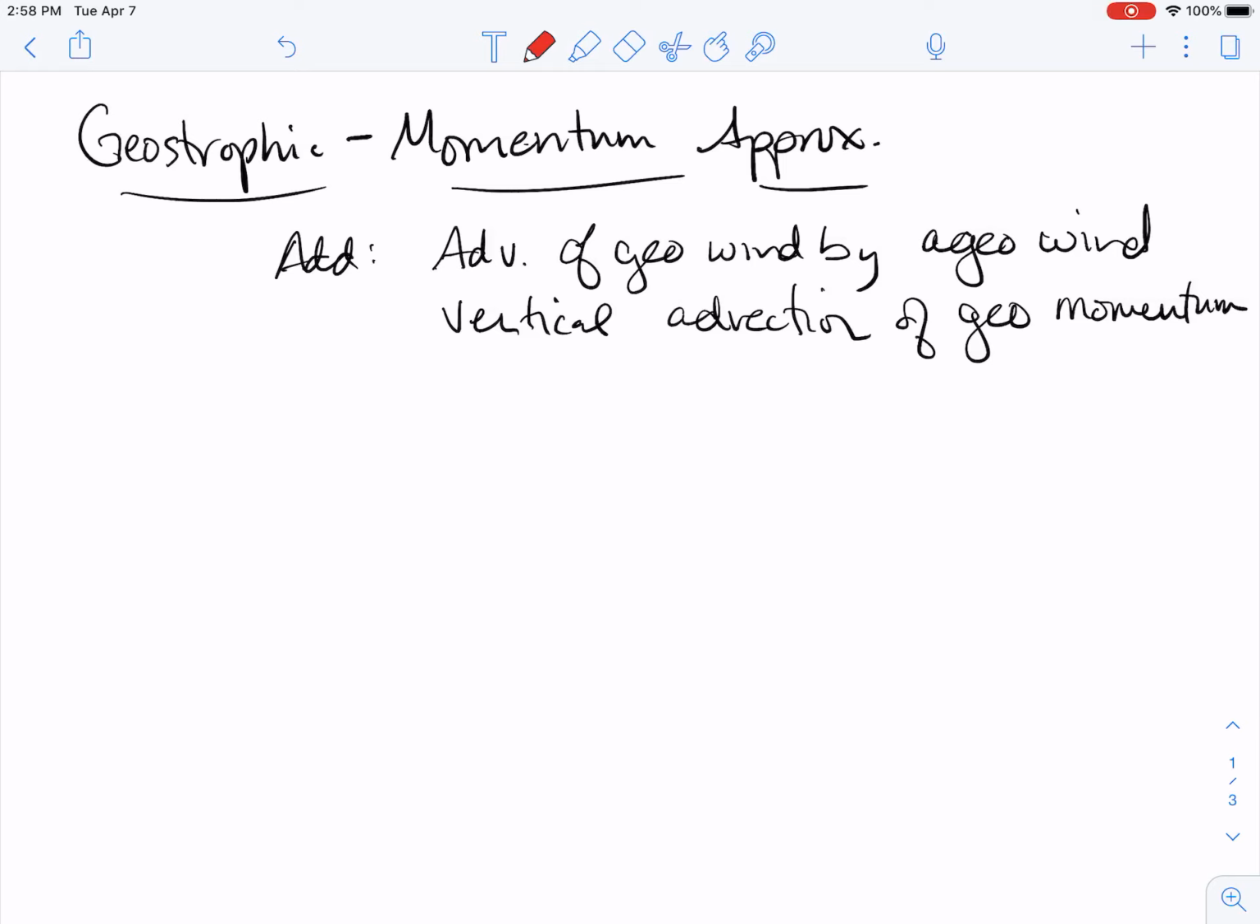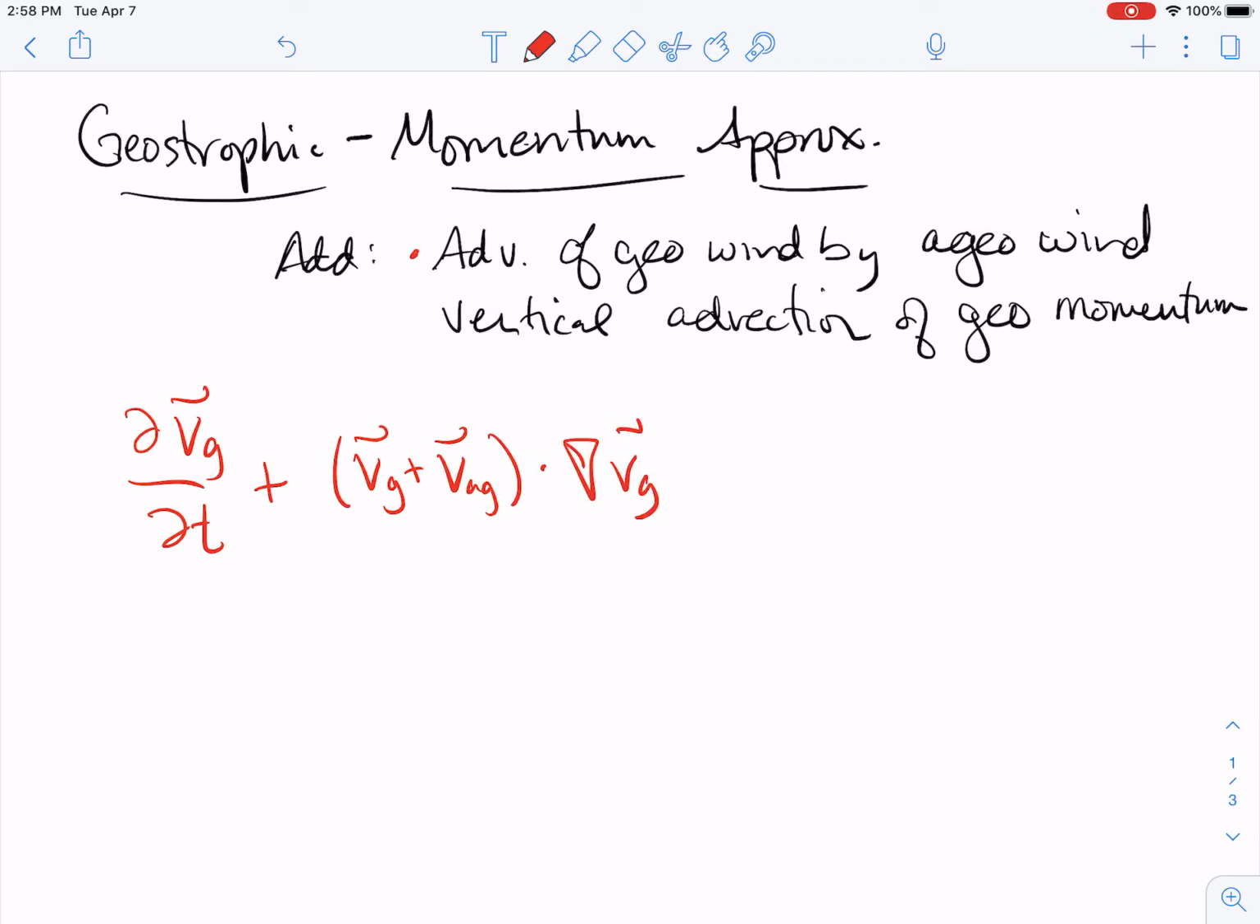Here we can add in our dVg/dt. This is an unchanged term. Plus now here we're going to add in this first element, this idea of the advection of the geostrophic wind by the ageostrophic wind. And so now we're going to have not only Vg, but plus Vag dot del Vg. So now our advection term here includes the total wind and not just the geostrophic wind.